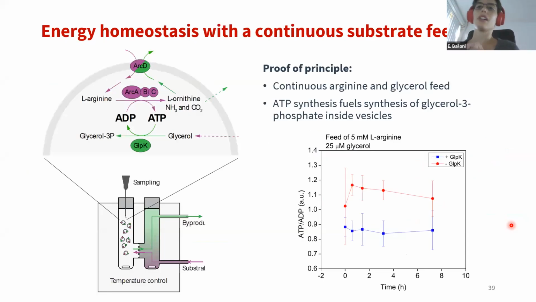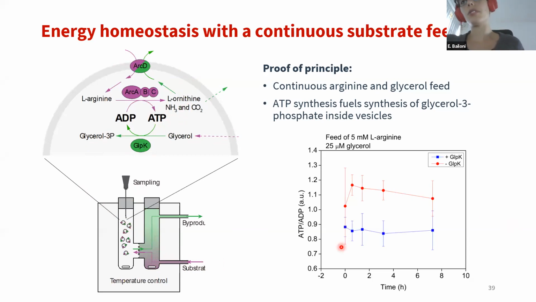So finally, a more interesting experiment, we prepared the liposomes with our ATP generating pathway coupled to glycerol kinase for glycerol 3-phosphate formation. And we applied it to the flow device. And we started ATP synthesis by addition of arginine to the substrate, to the feed flow, and glycerol 3-phosphate synthesis by addition of glycerol always to the feed.